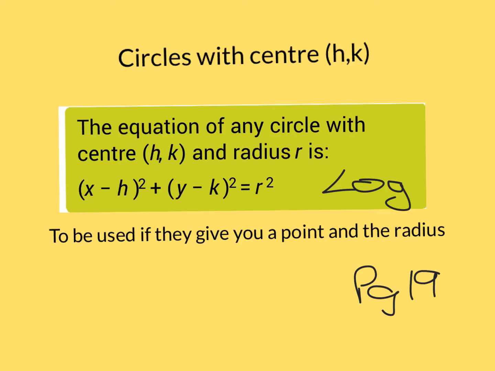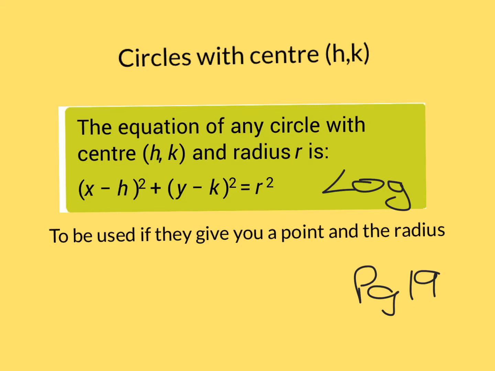So let us look at a circle with a centre (h, k). This equation is in your log tables on page 19, and it says that the equation of any circle with centre (h, k) and radius r is this equation here. So where you're given a point and you know the radius, h and k is the point, and then the radius is r.